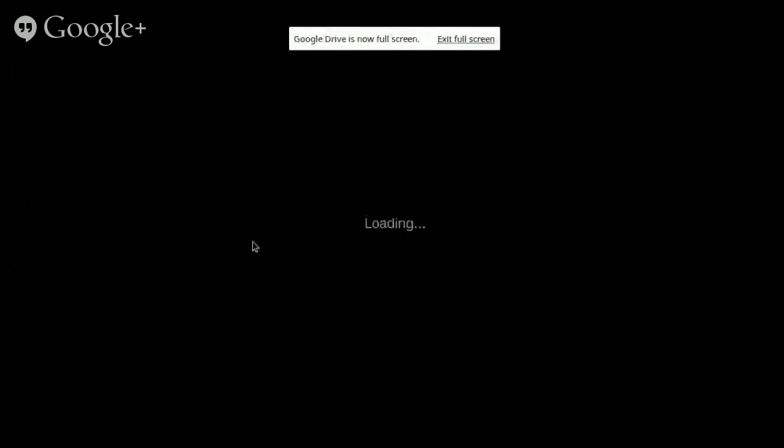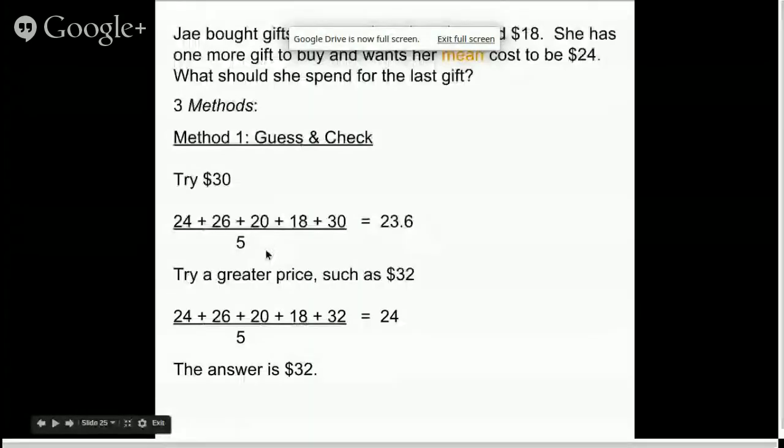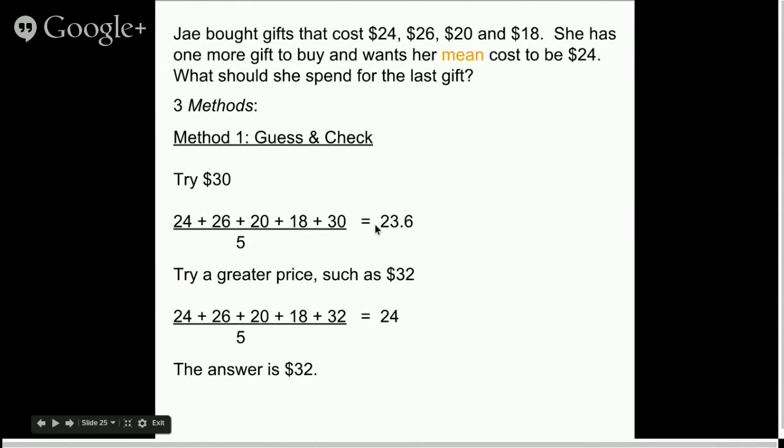Let's try that again. All right, so you could guess, maybe pick 30, because you know you want kind of on the bigger side here to make 24 closer. So 24 plus 26 plus 20 plus 18 plus 30 divided by 5 gives you 23.6. Not quite right. Try a bigger price. Maybe you tried 31. You wouldn't quite get 24. You'd get 23.8.